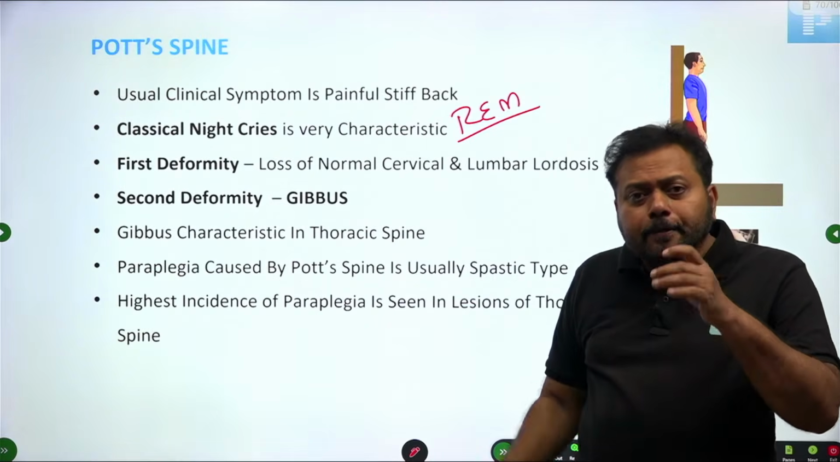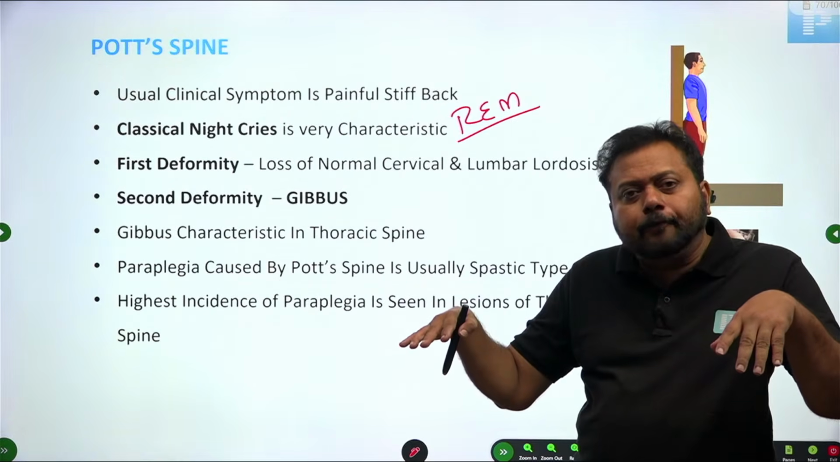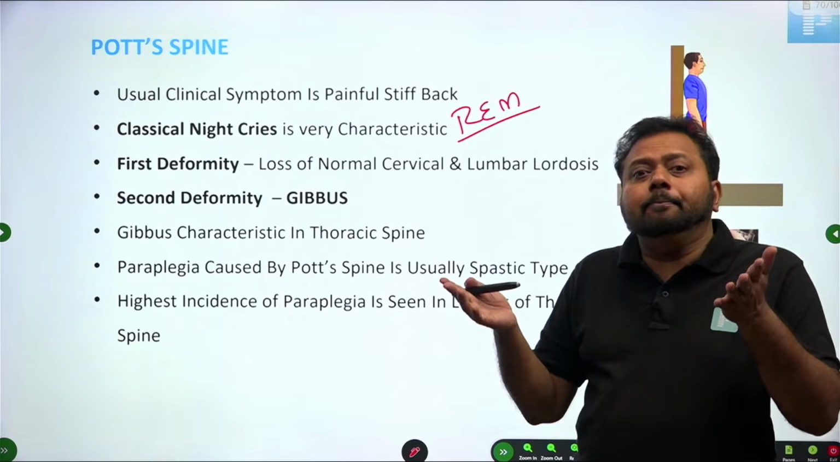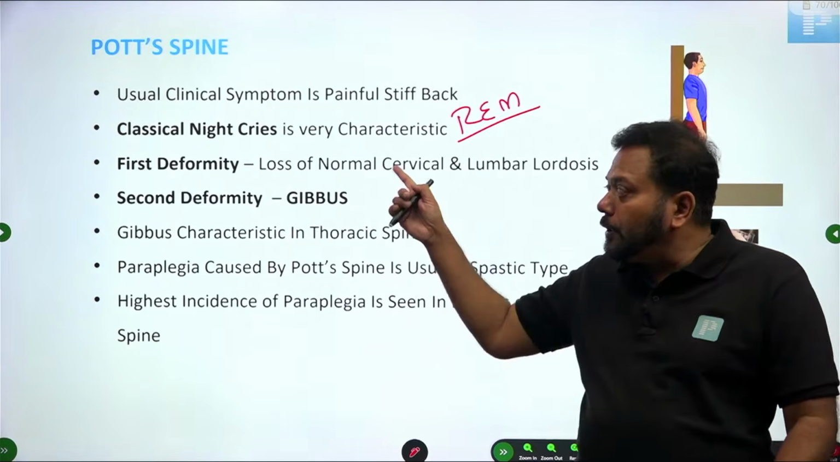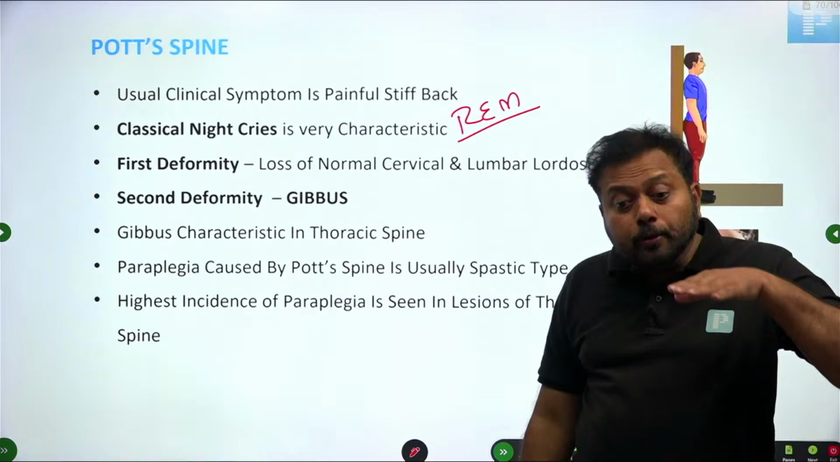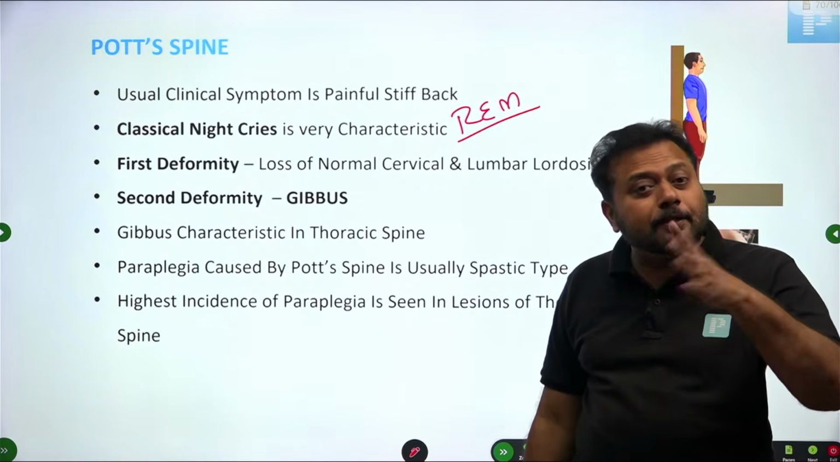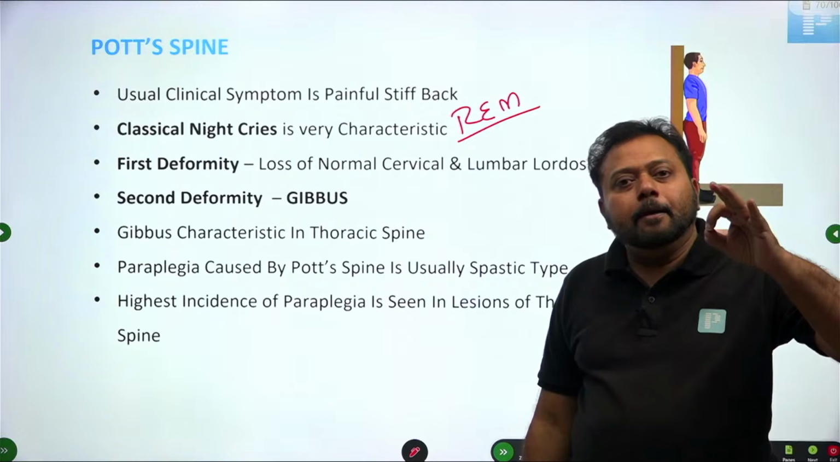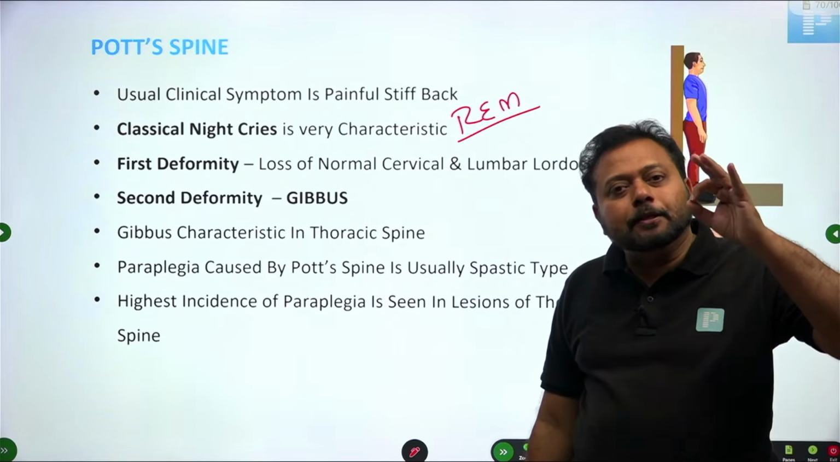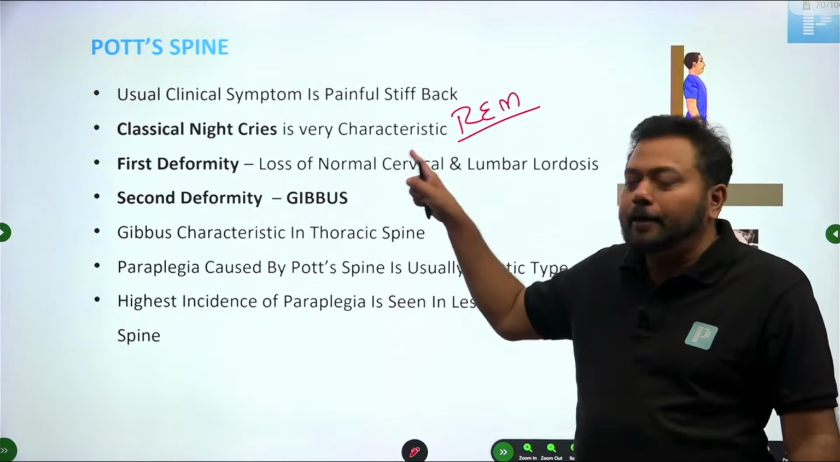What happens? The muscles get relaxed in the REM phase. Sudden pain comes, the patient will get up and start crying. That is called night cries. Night cries means that during onset of sleep, the patient is not having pain. He is sleeping deeply, and sudden pain comes which disturbs his sleep. That is called night cries.